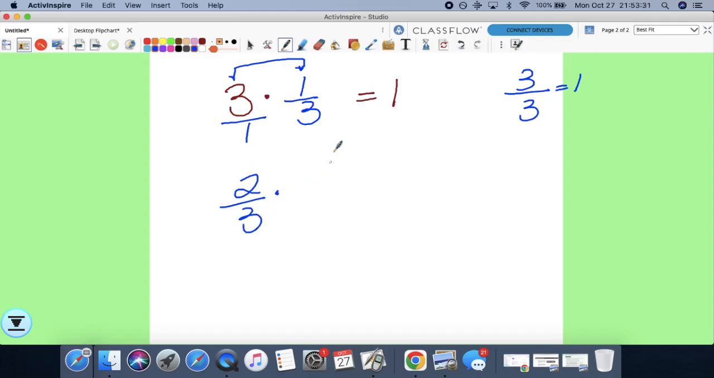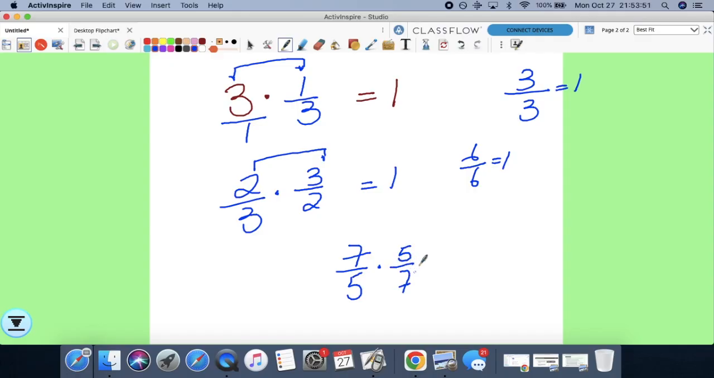Let's try a different number. 2/3. What can I multiply 2/3 by to give me 1? I can multiply it by its reciprocal. The reciprocal of 2/3 will be 3/2. 2 times 3 is 6. 3 times 2 is 6. And 6/6 equals 1. Try another one. 7/5. What's the reciprocal of 7/5? Well, it'd be 5/7. 7 times 5 is 35. 5 times 7 is 35. And 35 divided by 35 is 1. So a number and its reciprocal, when multiplied, will always result in 1. So that's reciprocal.